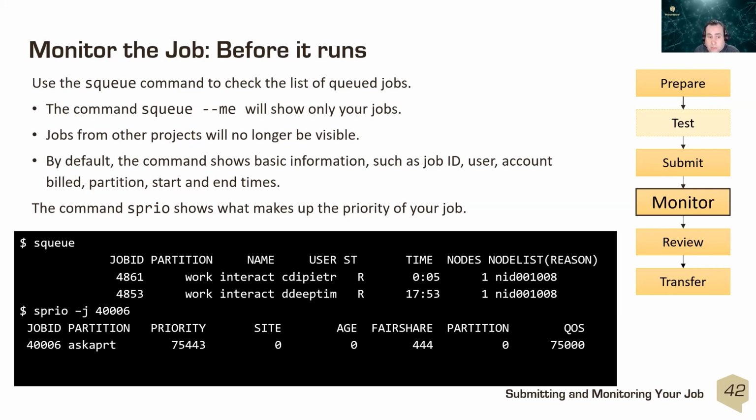By default, the SQ command shows basic information such as the job ID, user, and accounting. You can, if you look at the manual pages for SQ, customize the output. And so that's something, if you have specific things you'd like to see there, you might want to look into. There's also the SPRIO command, which shows what makes up the priority of your job. So we can see here for this particular job, the priority is made of a combination of the quality of service and the fair share.